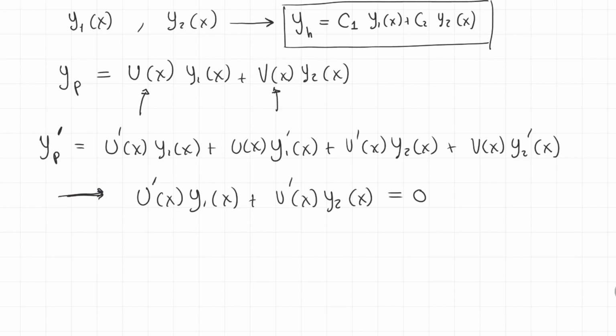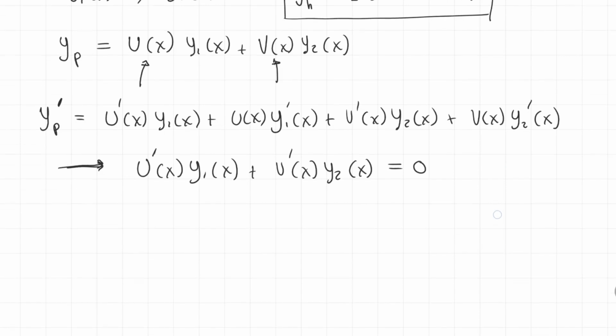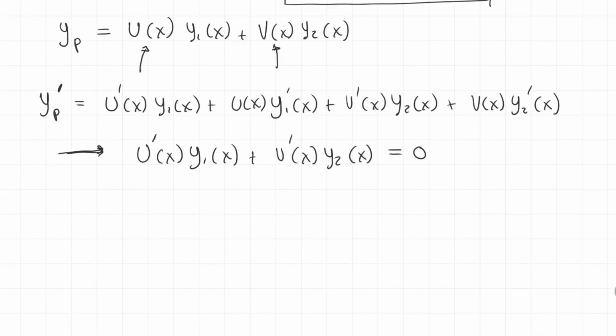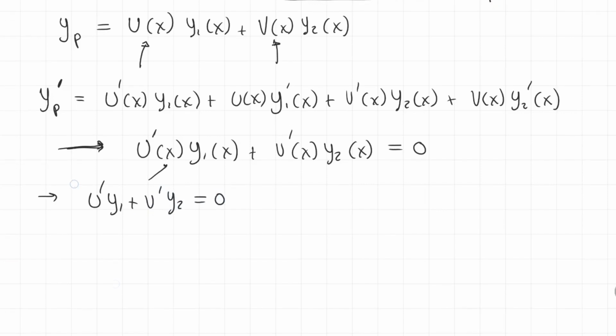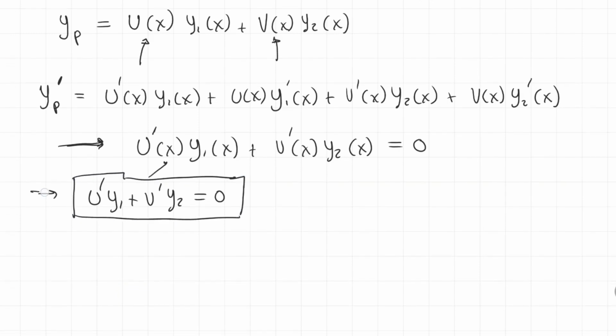So the functions u and v that we are going to find will satisfy this equation. I'm going to rename this equation and avoid writing x, so write it as u prime y1 plus v prime y2 equals 0. This is a very important equation that we are going to use later.